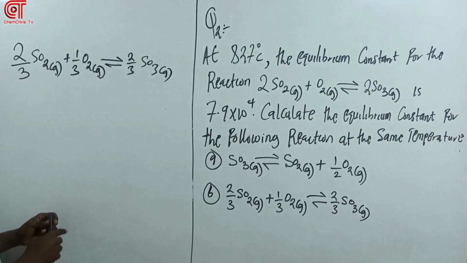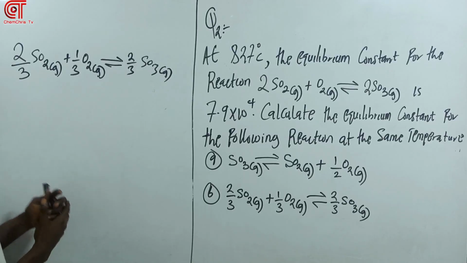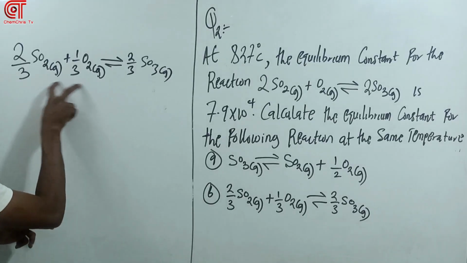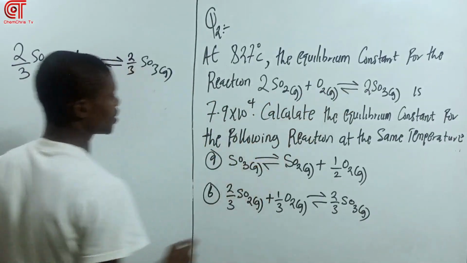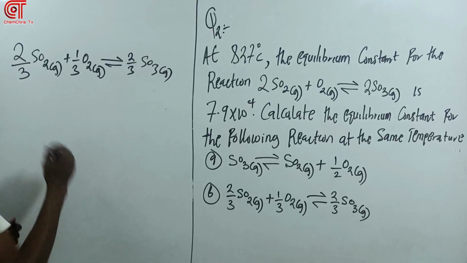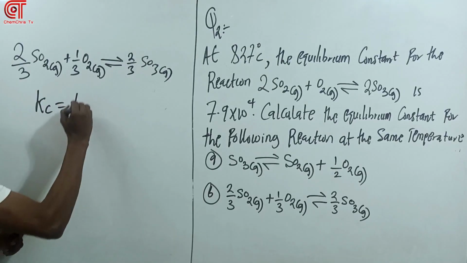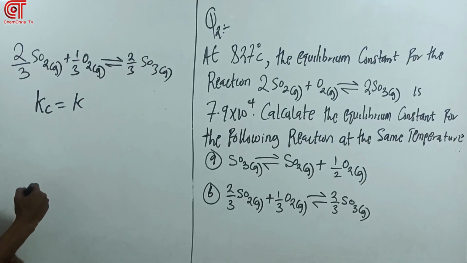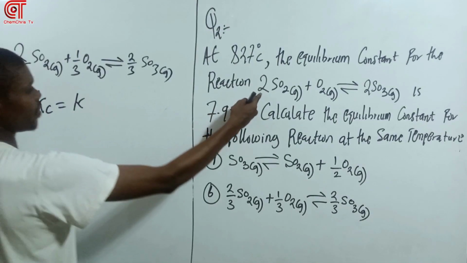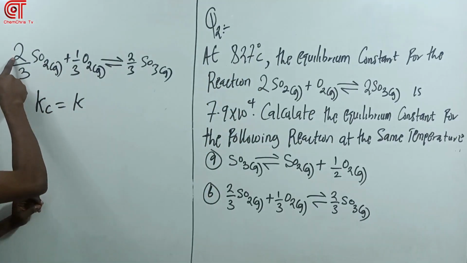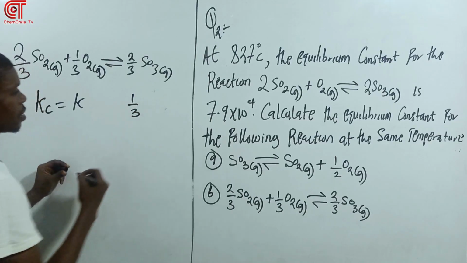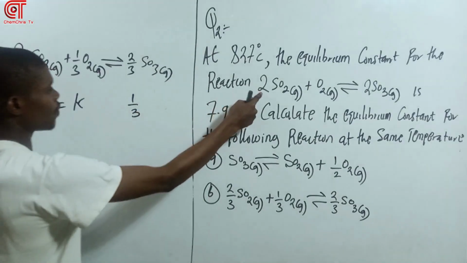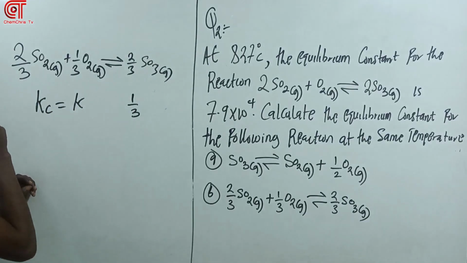Now what can you say here? The reaction is not reversed. The product and the reactant here are also the same as the reactant and product here. So it is not reversed. So here you can say Kc equals K because it's not reversed. But now let's check the difference in their mole. Here we have 2, here we have 2 over 3. So you can say the difference is 1 over 3, because if you multiply by 1 over 3, you are going to get it.